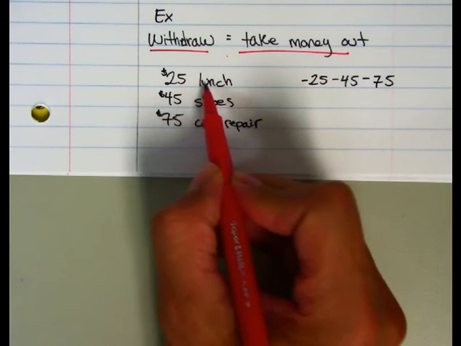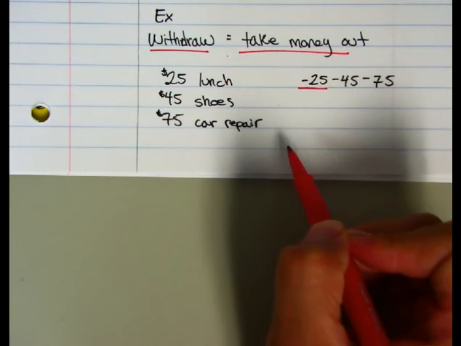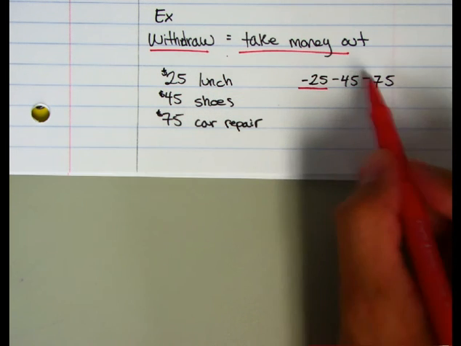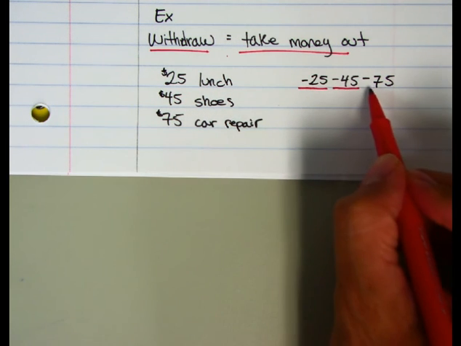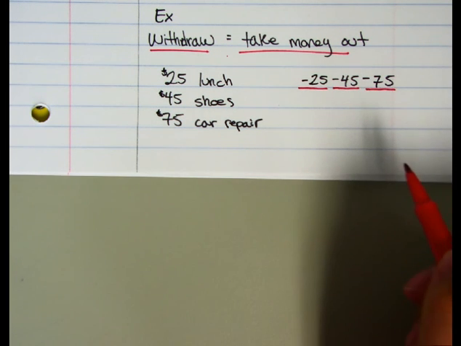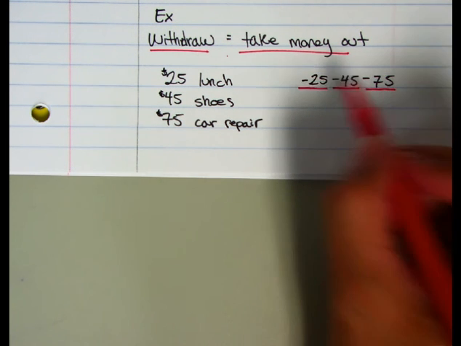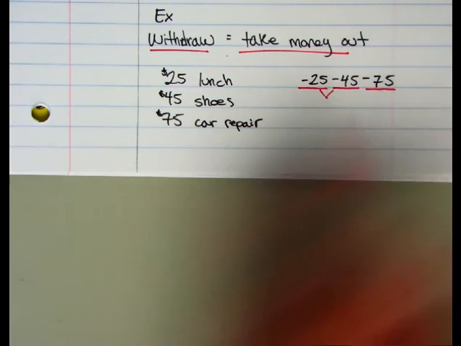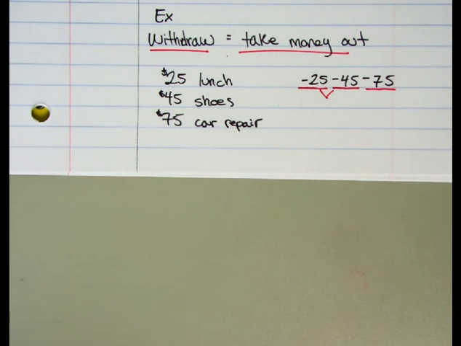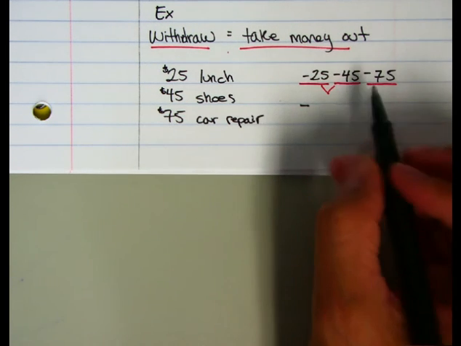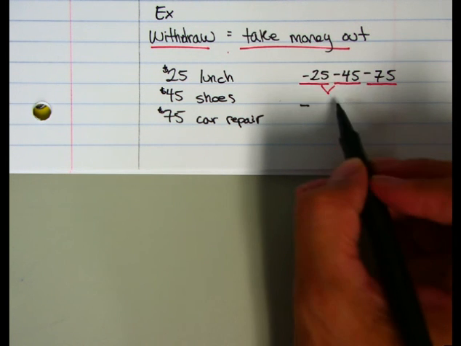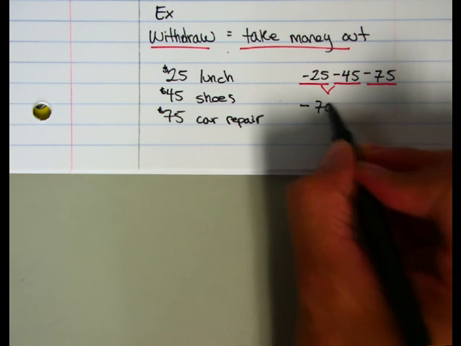So $25 lunch now is negative 25. $45 for shoes, I took 45 out, so that's another subtraction. And 75 out for a car repair, that's another subtraction. Notice they all have the same signs. So I'm going to use the information that we learned here. These two have the same signs, so I'm going to keep it negative, and then I just add those two numbers together. That's 60 and another 5 and 5 makes 70.